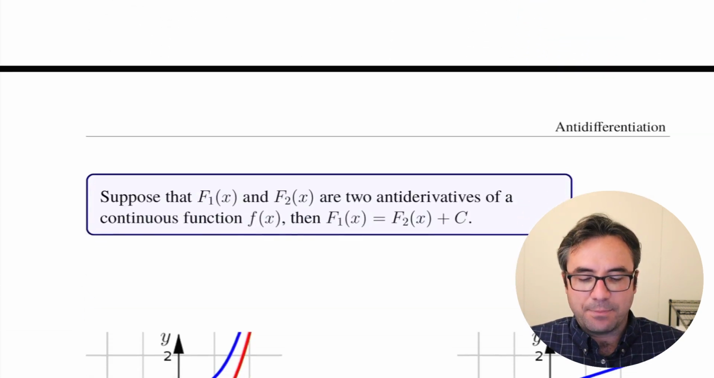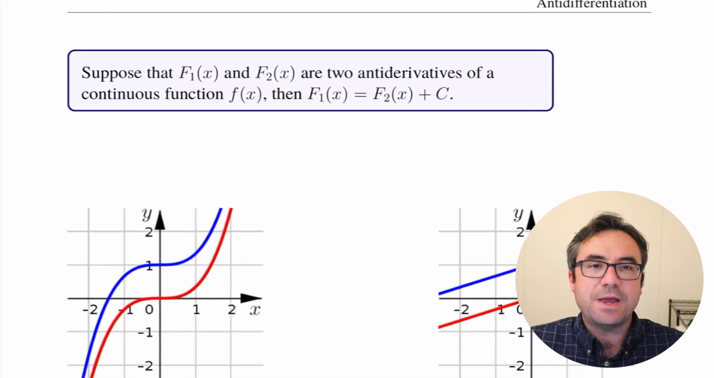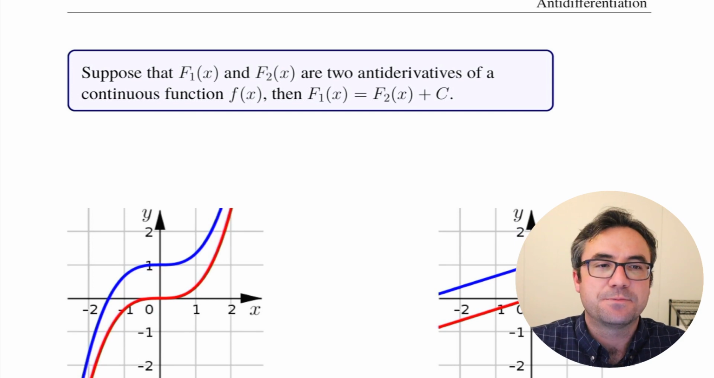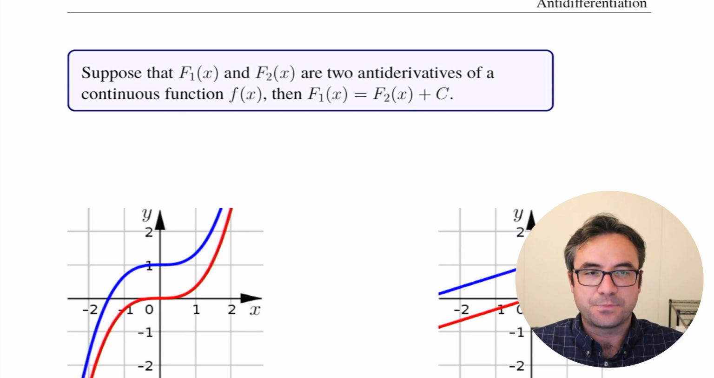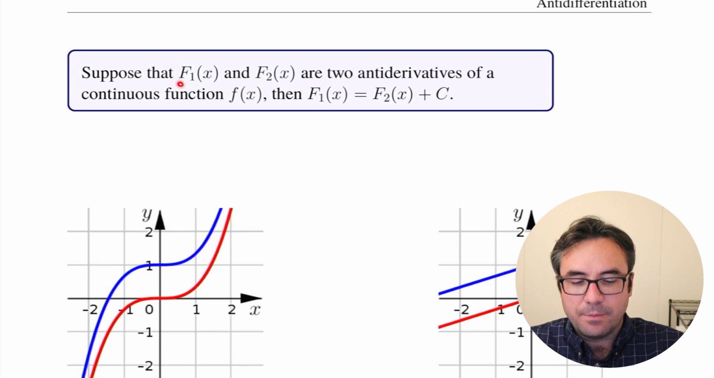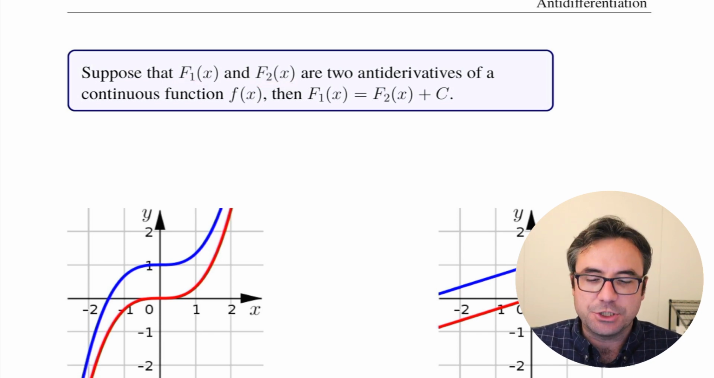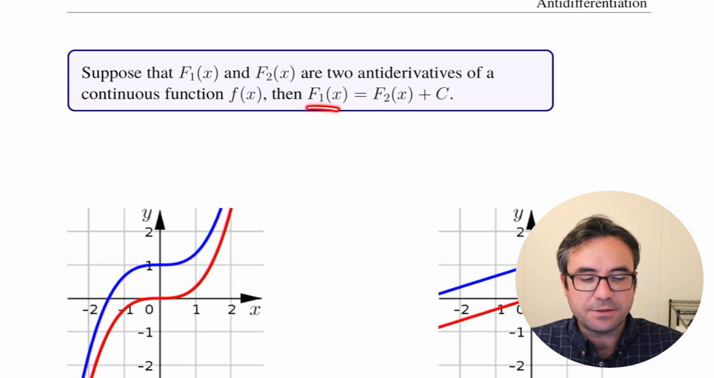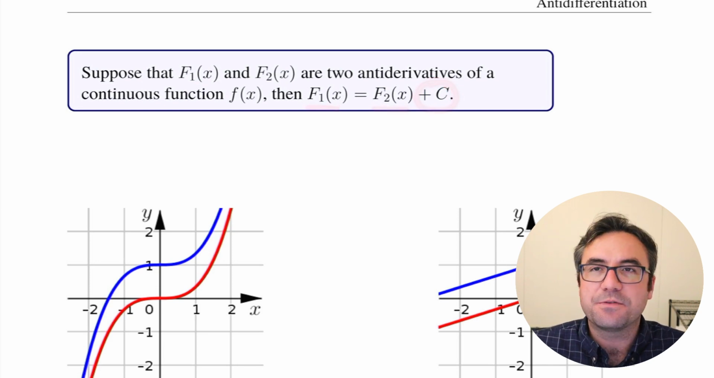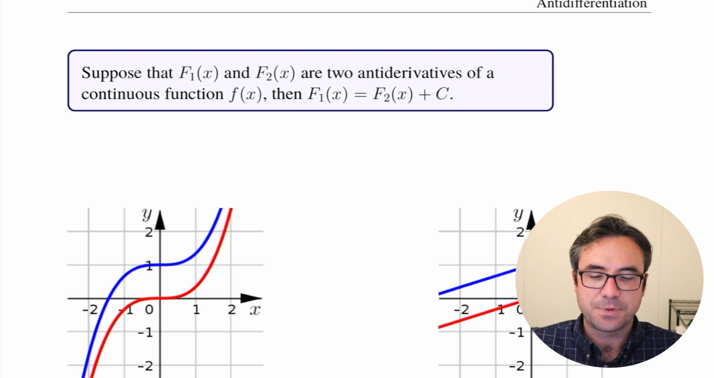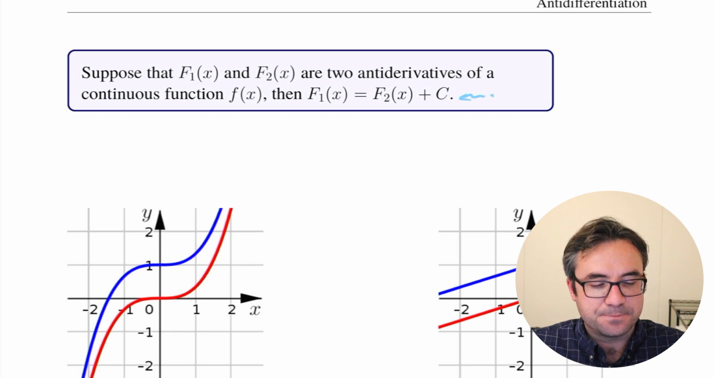And so we have a property that if we have 2 antiderivatives for the same function, we'll call them f1 and f2, it turns out they're almost equal to each other. They're basically equal to each other. They only differ by a constant. So they're pretty close. Not quite the same, but they differ by a constant.